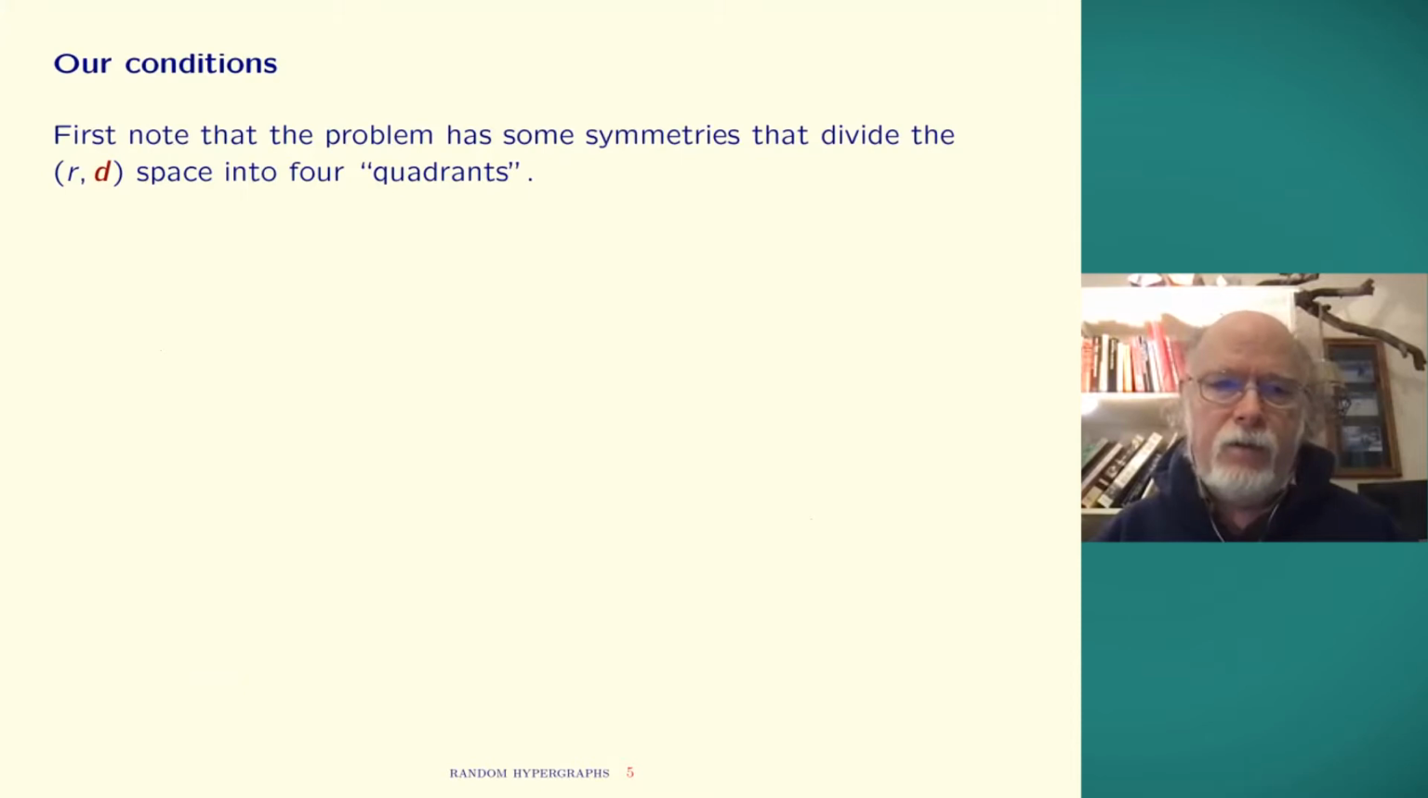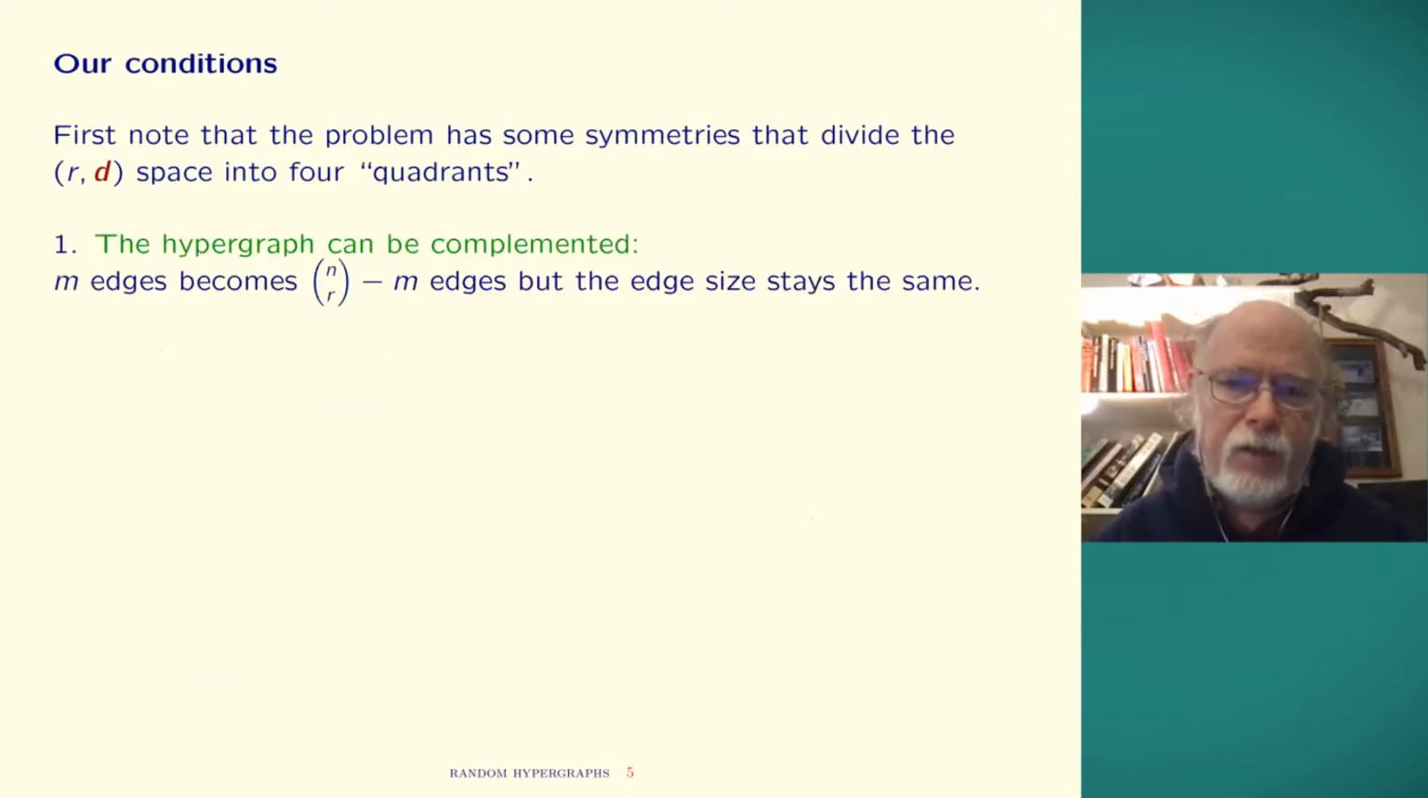First of all, we'll note the problem has some symmetry that divides the space of edge size and degree sequence into 4 quadrants. So firstly, if you have a hypergraph, you can complement it. You just put in every edge that's not present and take out the ones that are present, same as taking the complement of a graph. And this has an easily determined effect on the degree sequence. So because of this, we might as well assume that we've got less than or equal to half the number of edges that the complete hypergraph has.